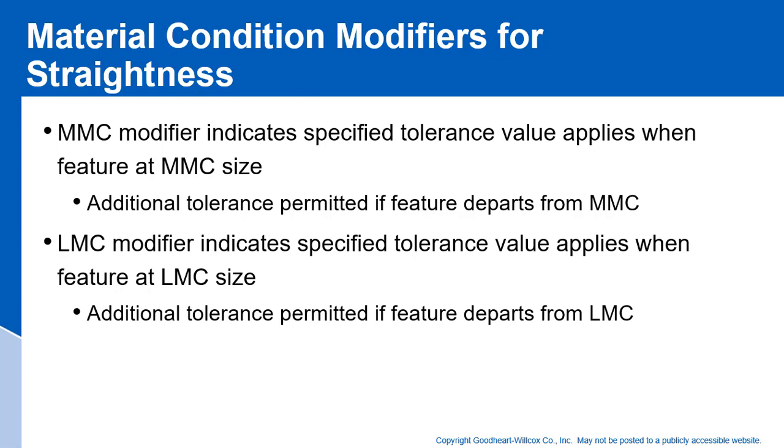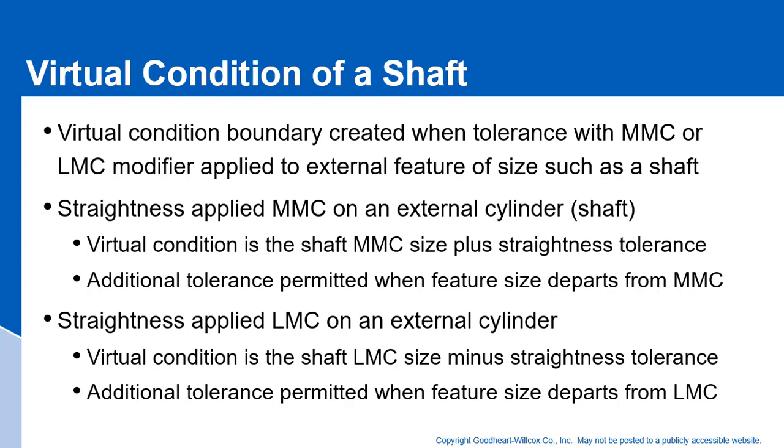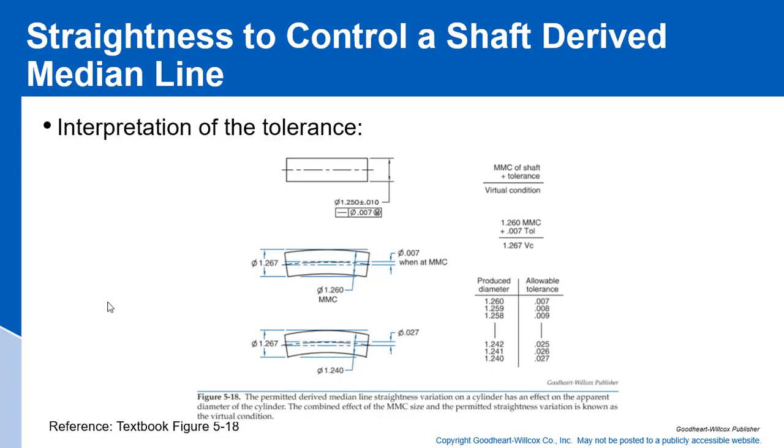Let's talk about the virtual condition. The virtual condition boundary is created when the tolerance with an MMC or LMC modifier is applied to an external feature of size, such as a shaft. That's the virtual condition. So the straightness is applied at MMC on a cylindrical shaft. The virtual condition is the shaft size plus the straightness tolerance, like we did in the example right here. Shaft size plus the straightness tolerance.